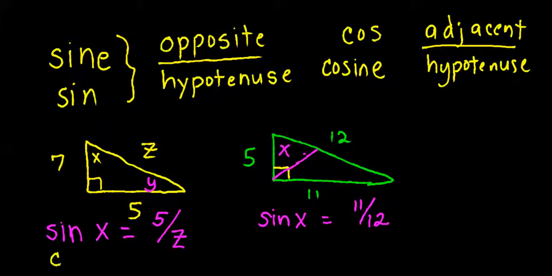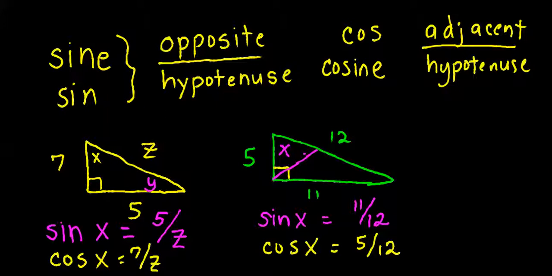Now I can do the cosine for both. The cosine for x is the adjacent side. That's the side that's actually touching, but it's not the hypotenuse. So in this case, that's 7 over z, the hypotenuse. And my cosine over here of x is the adjacent side, which is 5 over 12.